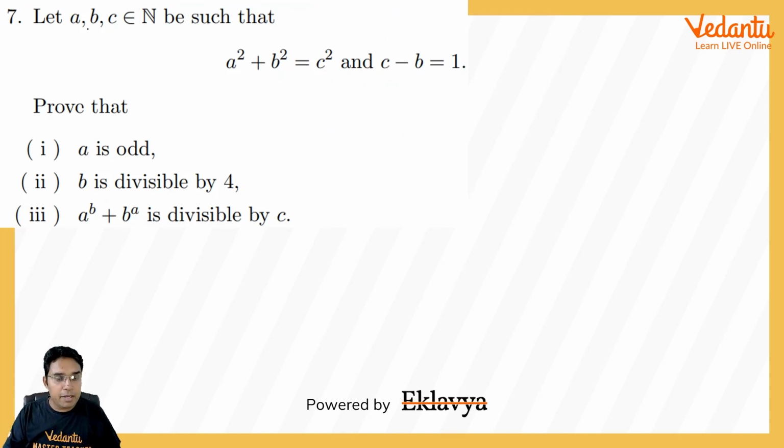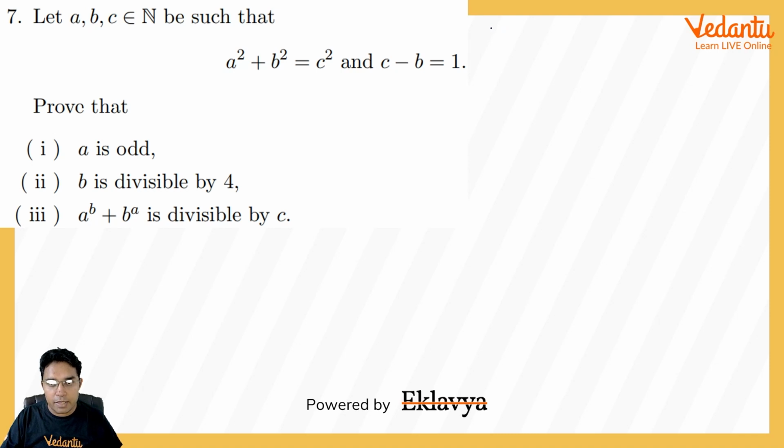Here we are given that A, B, C belong to N such that A square plus B square is equal to C square and C minus B is equal to 1. And we have to prove that A is odd, B is divisible by 4, and A power B plus B power A is divisible by C. Now to do this question, I think the first part is very easy.